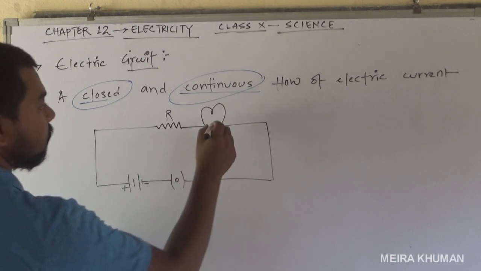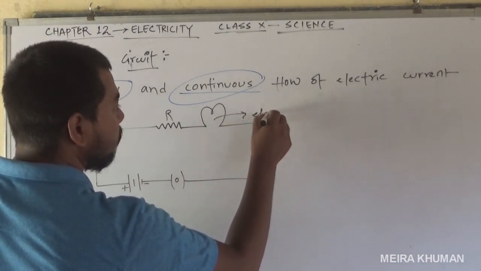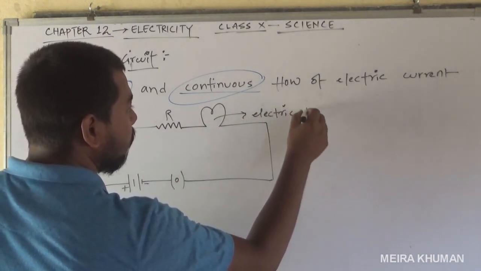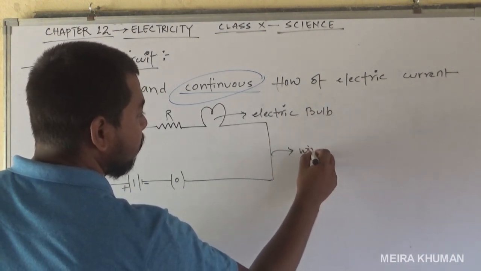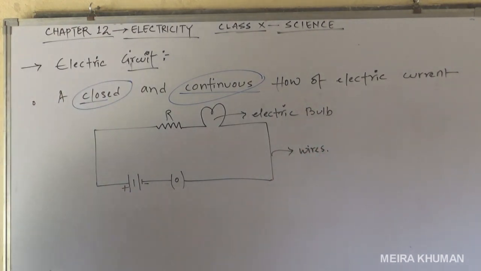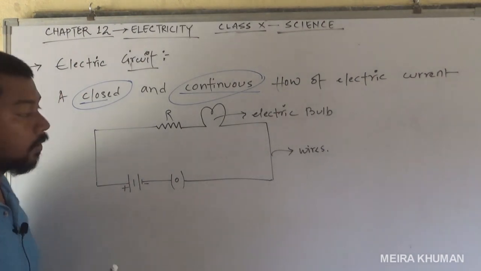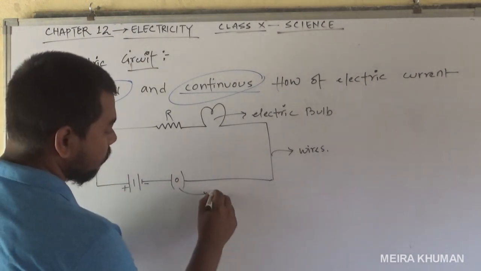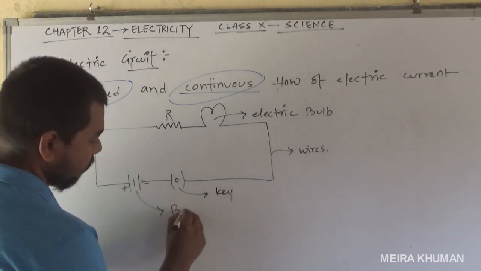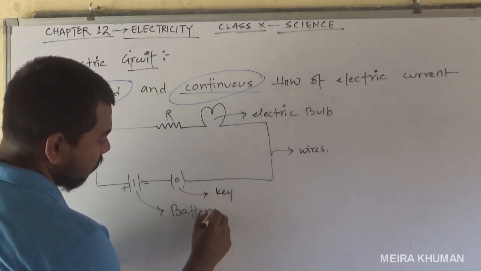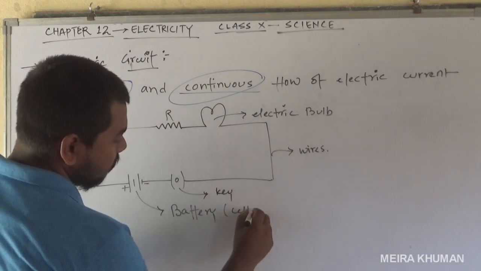This is our resistance. This is our electric bulb, isn't it? These are wires, connecting wires. All these are of metals. This is a switch or key, and this is a battery. So a battery is simply the combination of cells.